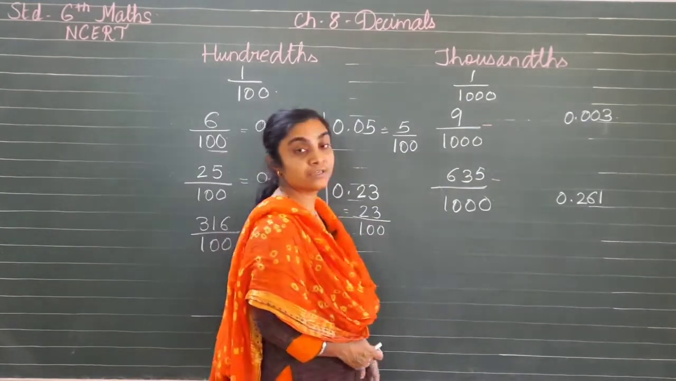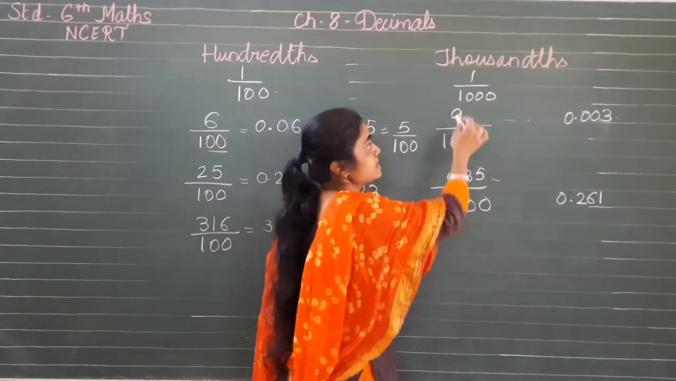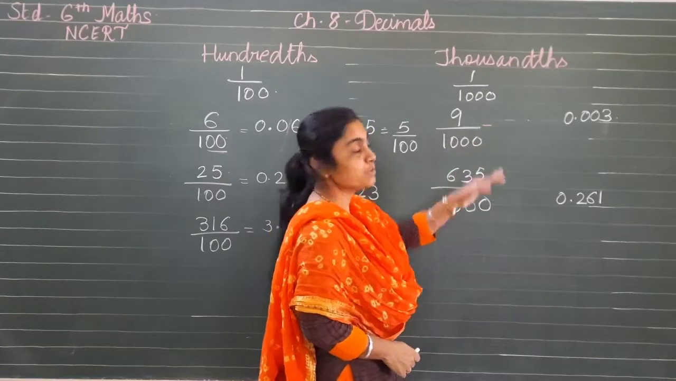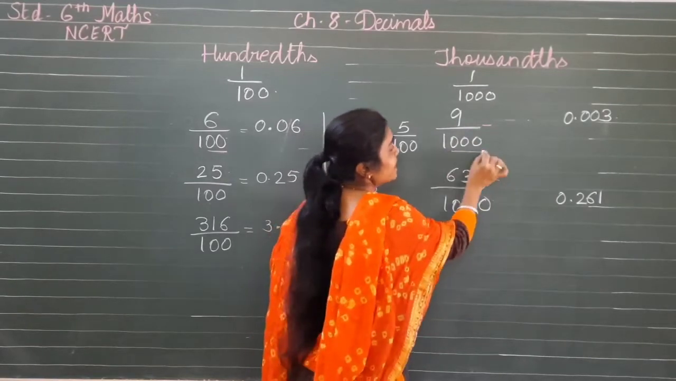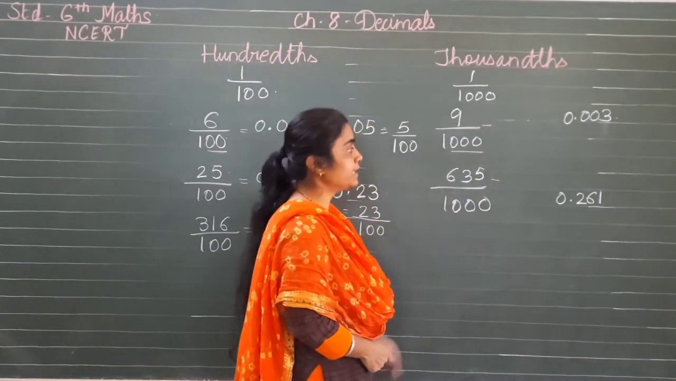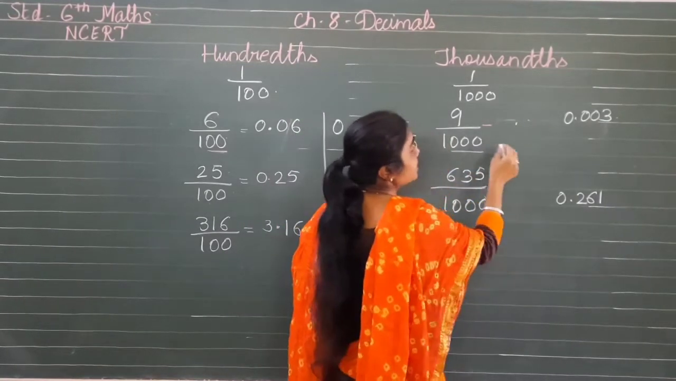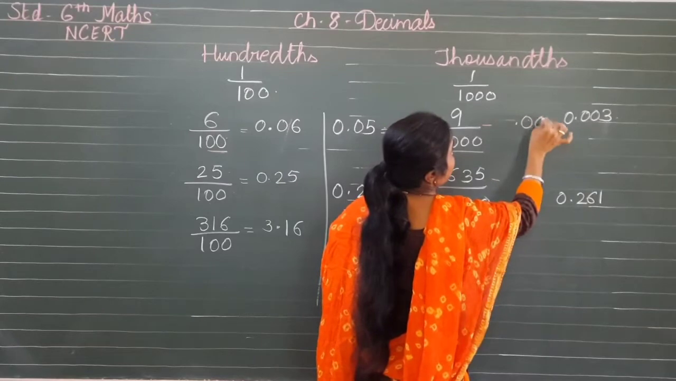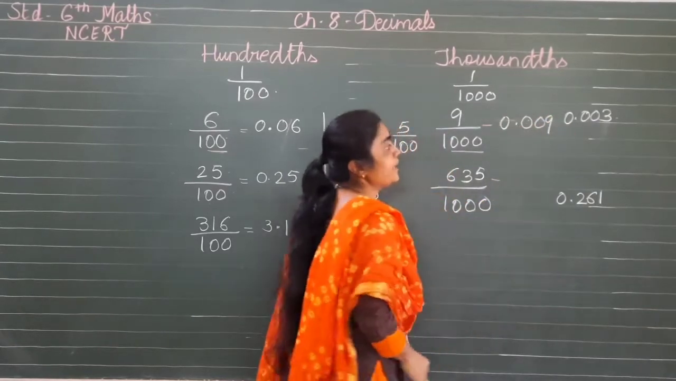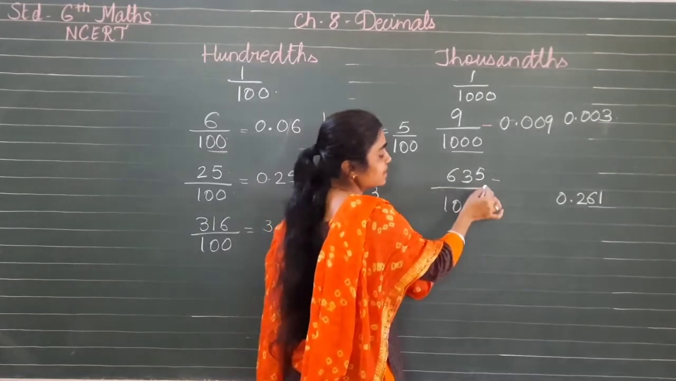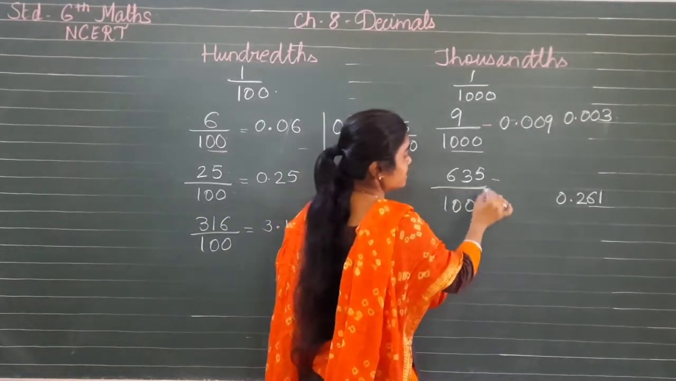Now let us see the thousandths. We know thousandths means 1 upon 1000. Now let us convert these fractions into decimals. There are 3 zeros in the denominator. So after the decimal point, 3 digits should be there. So it will become 0.009.